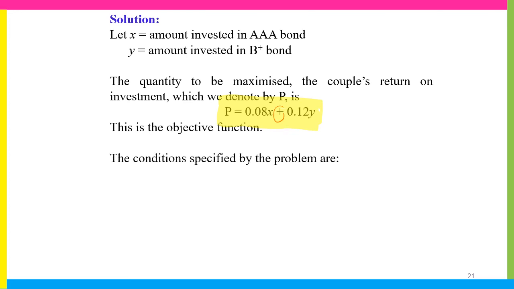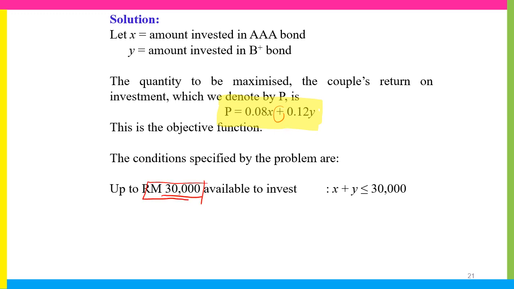Now the conditions specified by the problem. Up to 30,000 is available, so the total amount invested in both AAA and B plus bond should be less than or equal to 30,000, because that is the money available. We cannot use more than that, but less than is okay. So this is the first constraint that we need to consider, because the total amount should be less than or equal to 30,000, the money we have to invest.